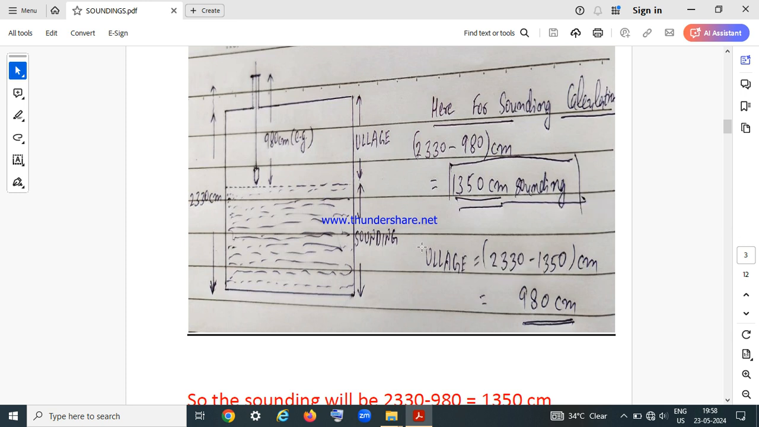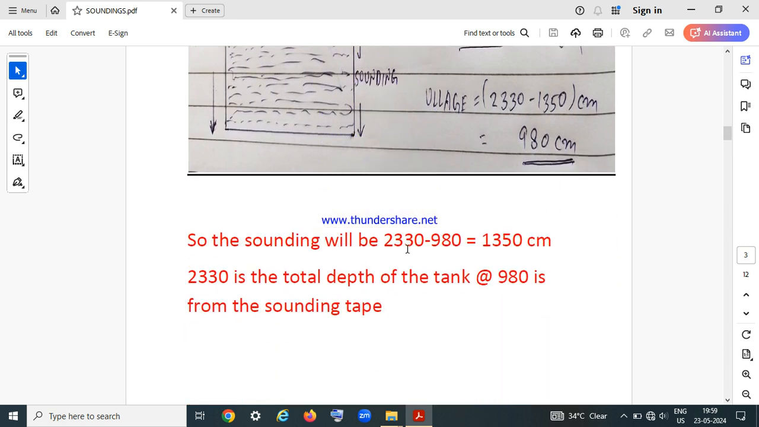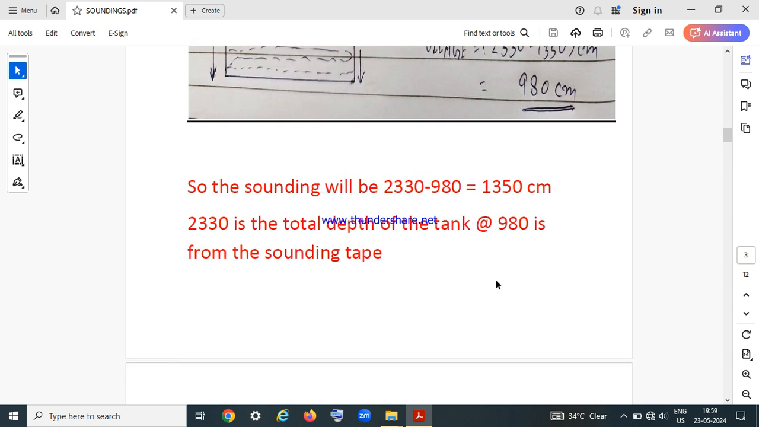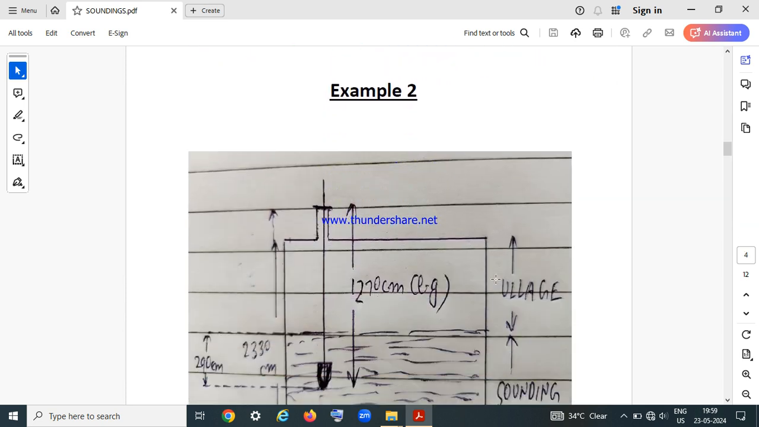Suppose for your reference, chief engineer or somebody will ask you how much ullage of this tank. So ullage will be total depth of the tank minus the sounding which came. So here came 1350 sounding. So 2330 minus 1350 equals 980 is the ullage of that particular tank. So here you can see the sounding will be this one and this one. 2330 is the total depth of the tank, and 980 is from the sounding tape which we put inside the tank. So another example we will take.